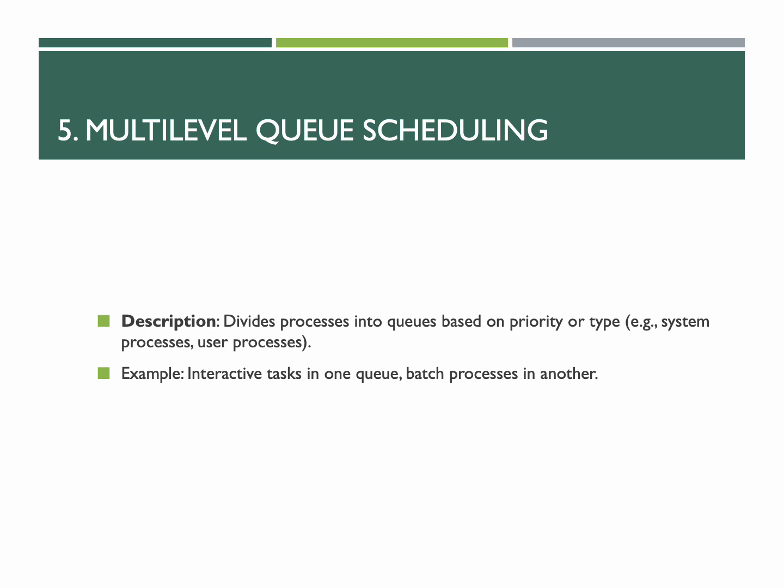For example, interactive tasks like user commands might be placed in a high priority queue to ensure responsiveness, and batch processes such as background computations might be placed in a lower priority queue to avoid interrupting user interactions. This method is beneficial in environments where processes have distinct priorities or characteristics. However, it may suffer from starvation for lower priority queues if higher priority tasks dominate the CPU.